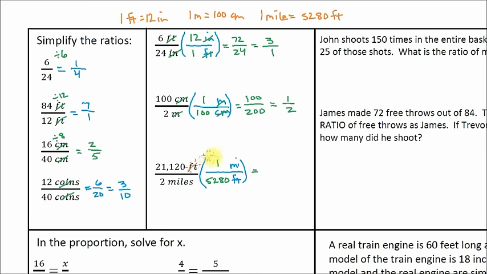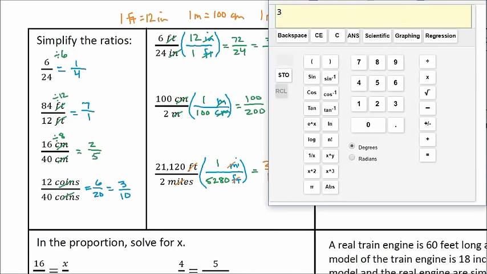Okay, feet is on top and bottom. They cancel. Miles on top and bottom. They cancel. 21,120 times 1 is 21,120. And that's divided by 2 times 5280, which is 10,560. And let's just see if it ends up being a nice whole number.